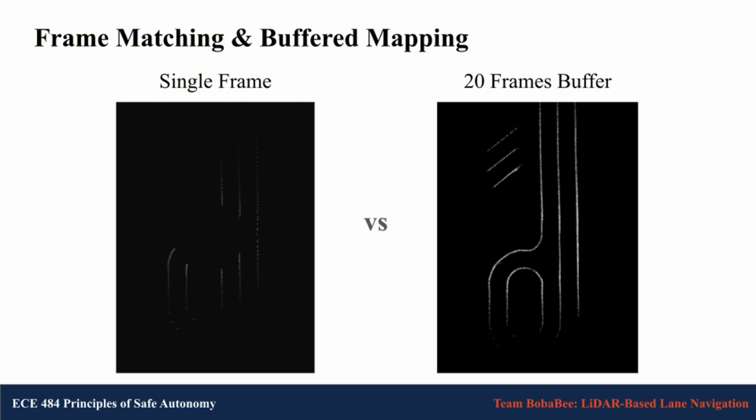We leverage this odometry to implement a buffer mapping system that maintains a short history of previous frames. By tracking our global position through KISS-ICP, we can properly align and combine multiple LiDAR frames into a global map. This buffered approach typically maintains around 20 frames of history, giving us a more complete view of the environment and helping us overcome the blind zone challenge.